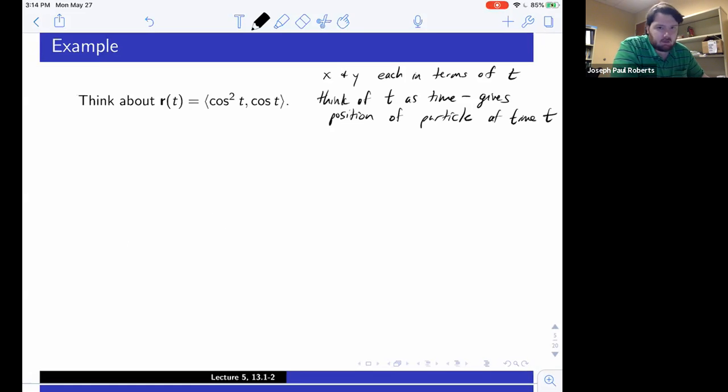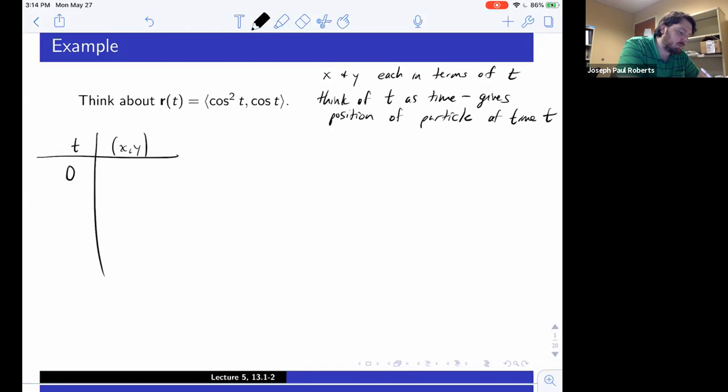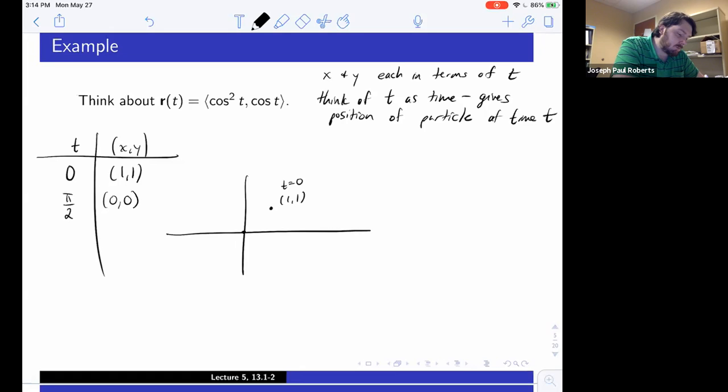So if you have a vector equation like this and you want to figure out what the curve looks like, something you could do is just pick some values of t and plug it in to get different values of x and y. So when t is 0, cosine of 0 is 1, so I'm at the point 1, 1. And so you can draw that: t equals 0, we're at the point 1, 1. When t is pi over 2, for example, cosine t is 0. So at t equals pi over 2, I'm at the point 0, 0.